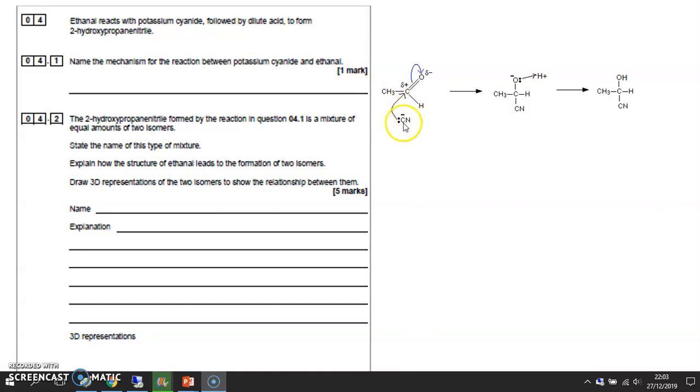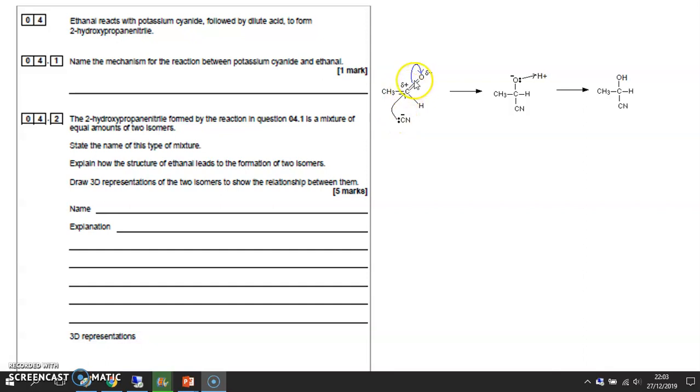You don't draw that. You put CN with a minus. The minus can be anywhere. And there's a lone pair of electrons on the C. The arrow goes from the lone pair of electrons to this C, which is delta plus, because this is a polar bond with the O more electronegative than the C.